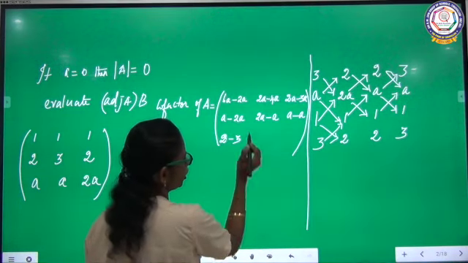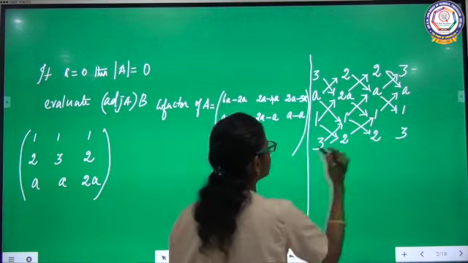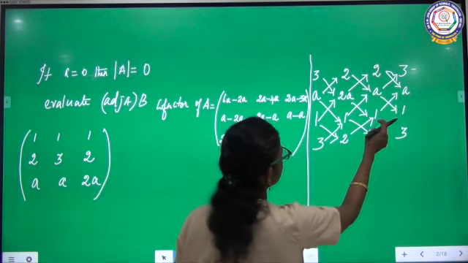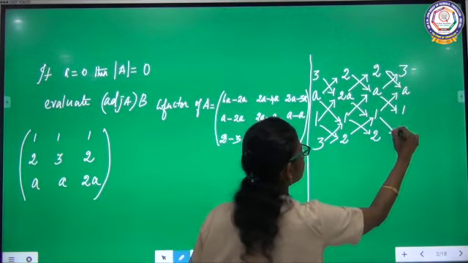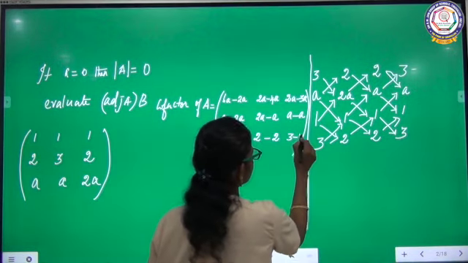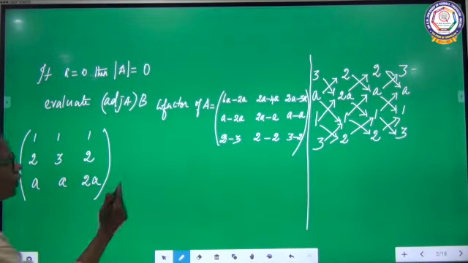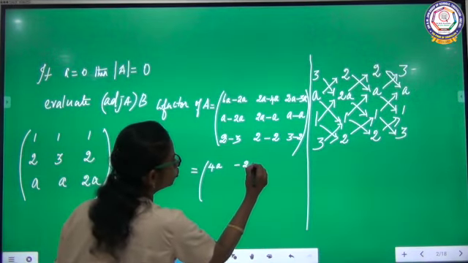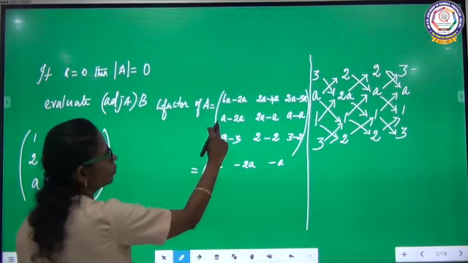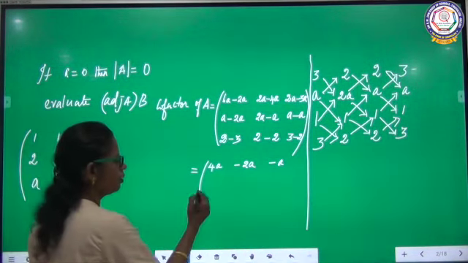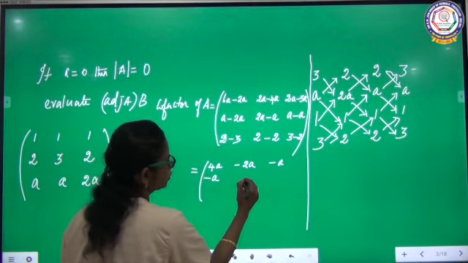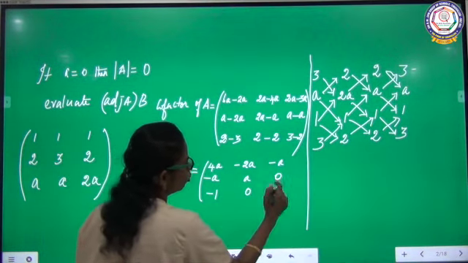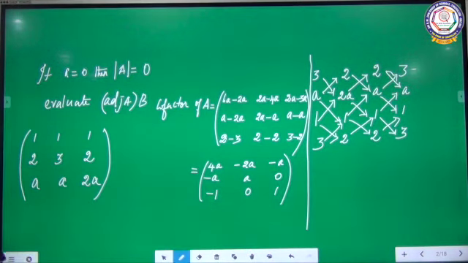2 minus 3, 2 minus 2, here it becomes 3 minus 2, 3 minus 2, now which is equal to 4A minus 2A minus A. Positive negative, do the subtraction and put the greater number symbol, several times I said, right? 2A minus A, here it becomes 0 minus 1, 0, 1. This is cofactor.